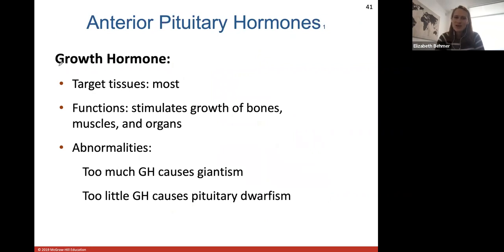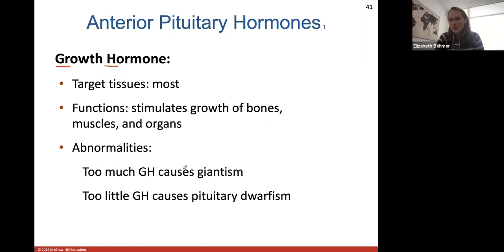Growth hormone, often abbreviated GH, targets most of your body's tissues. So all of your body's cells, tissues, bones, cartilage; it helps to stimulate the growth of bones, stimulate the growth of muscle tissue, and stimulate the growth of organs. Growth hormone is often heightened during puberty or right before puberty.